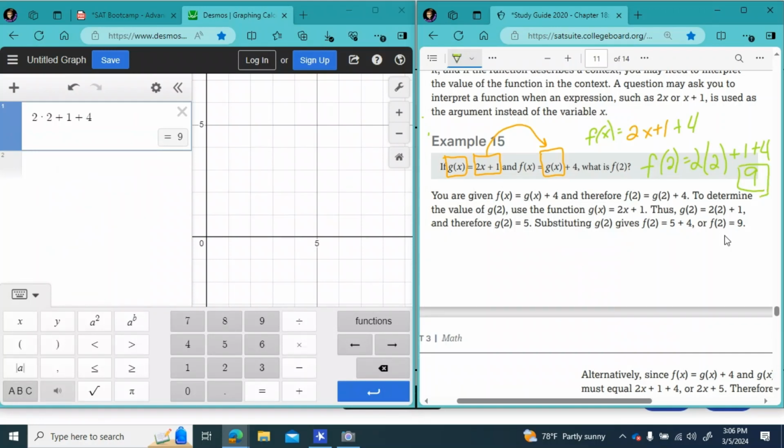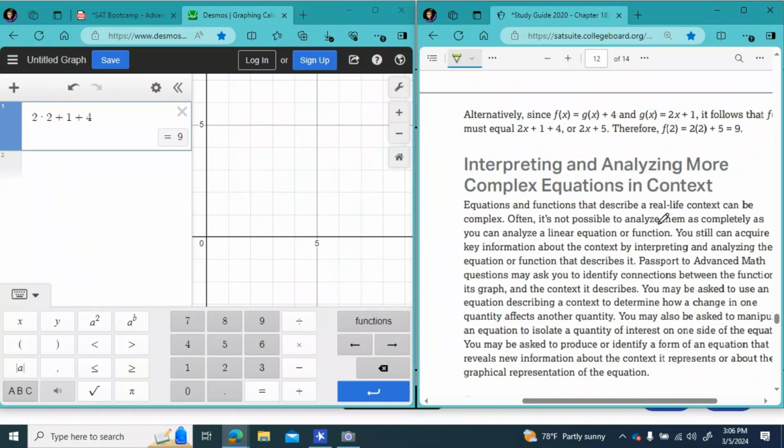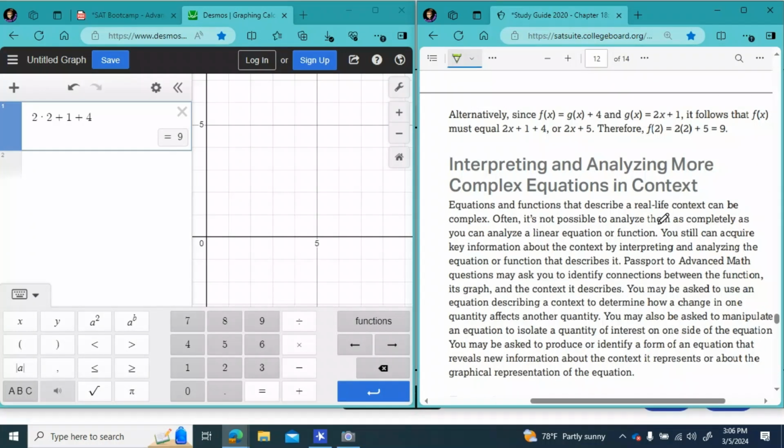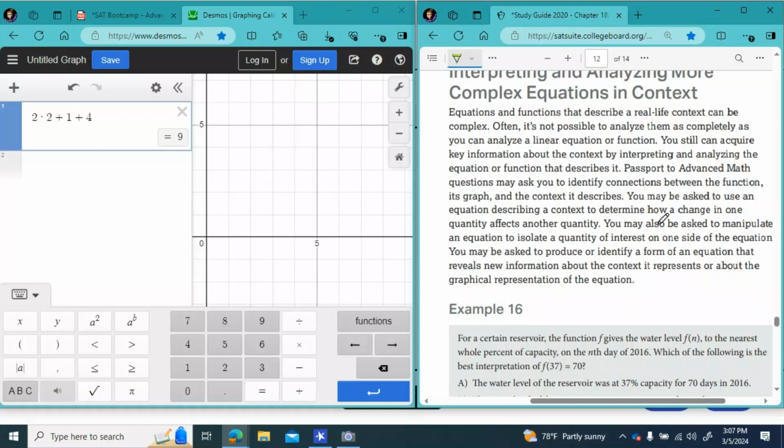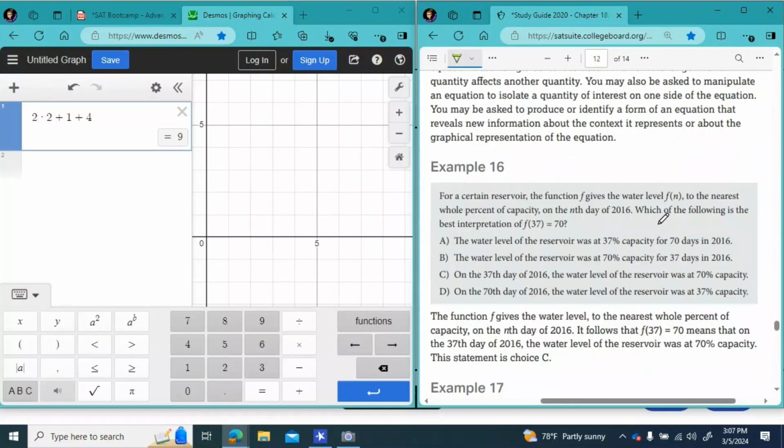And we only have one more topic left in the subcategories for the advanced topics in math. So I'm going to keep going here. This is really where our advanced math becomes advanced math. These are the more complex questions, interpreting and analyzing more complex equations in context. So it's word problems. You got to read the story and find out what's going on.